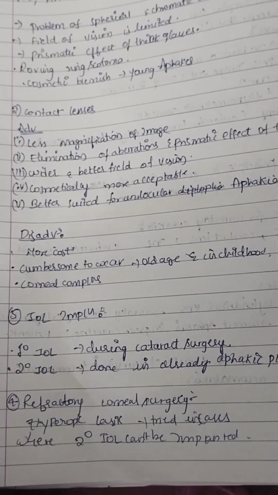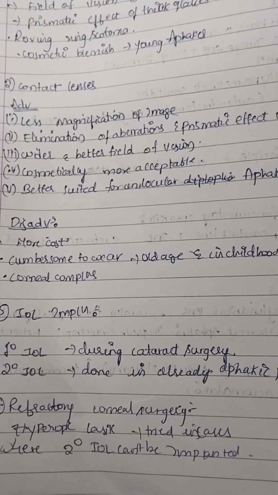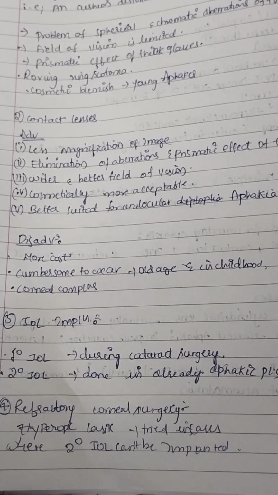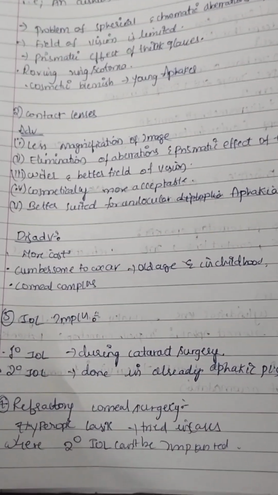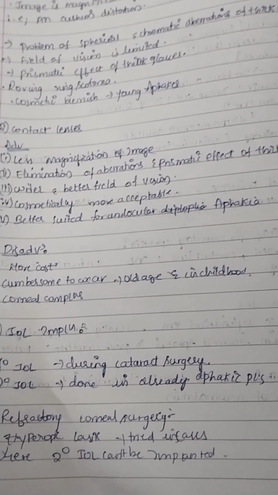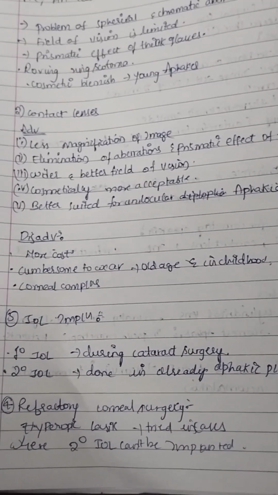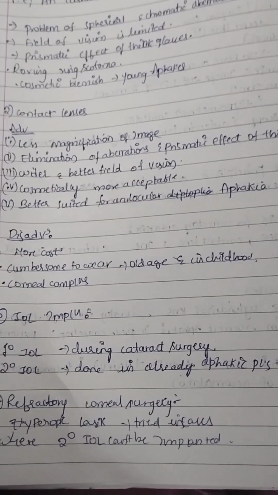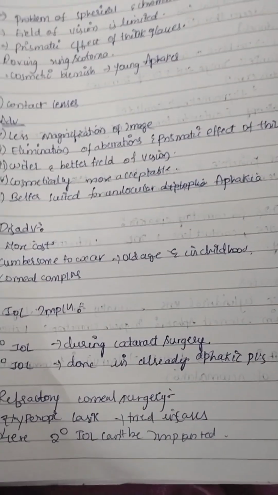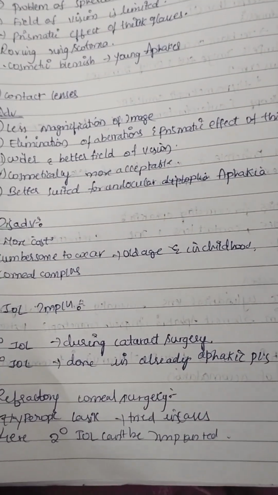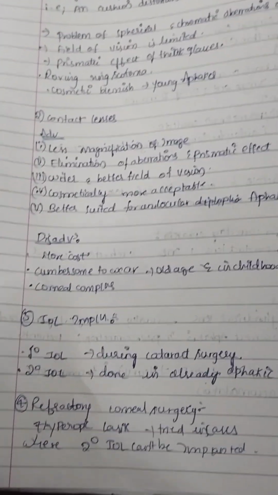Disadvantages are the higher cost of the lens, a cumbersome process to wear, and in old age and in childhood it is very difficult to wear them. Corneal complications: corneal ulcer can happen due to contact lens, and due to pseudomonas, bacterial corneal ulcer will occur.